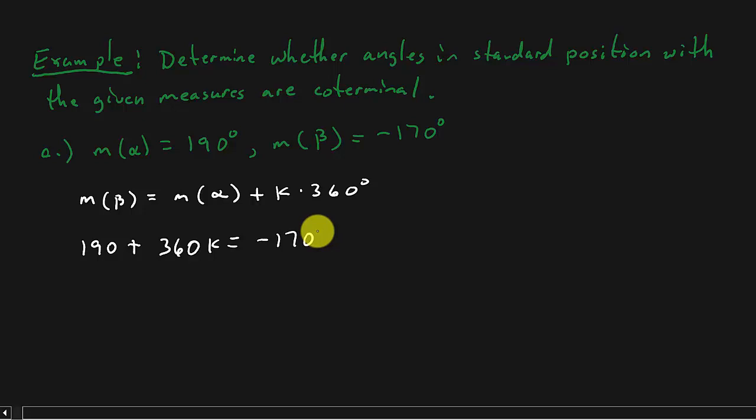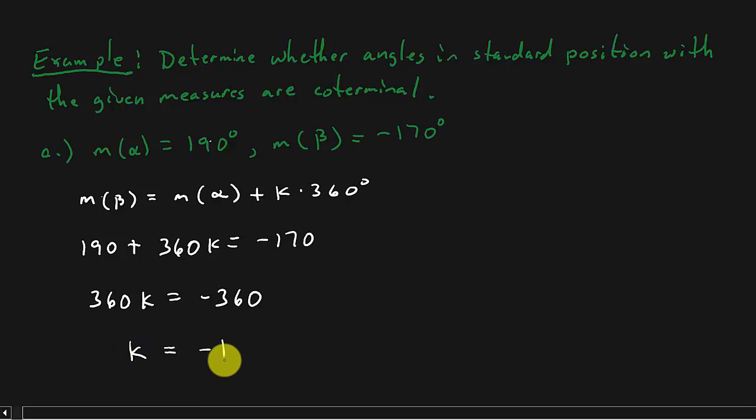Okay? So all I did is I replaced this measure of alpha with 190. And then I've got the k times 360, which is just 360 times k, equals the measure of angle beta. And what's beta? That's negative 170. So now let's solve this. So we're going to subtract 190 to both sides. So I get 360k is equal to negative 360. Divide both sides by 360. I get k equals negative 1.